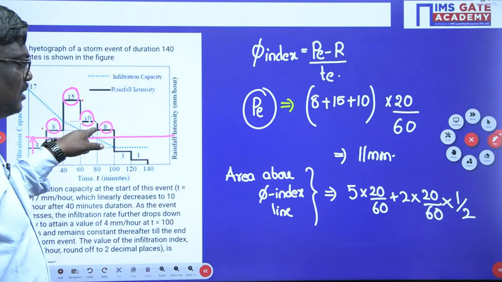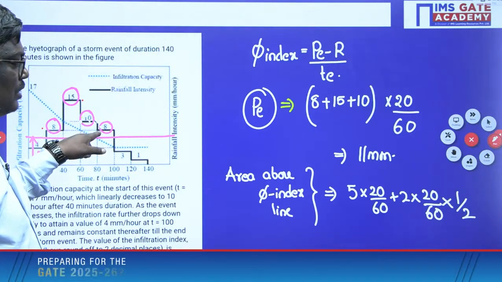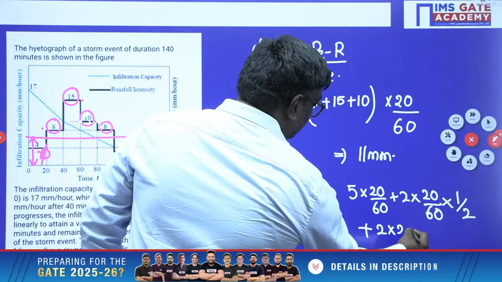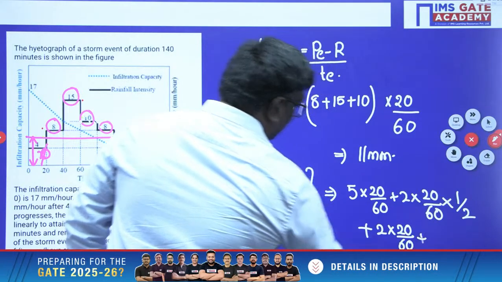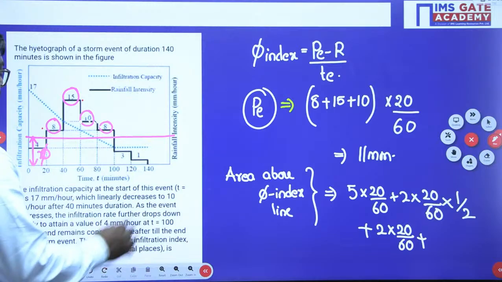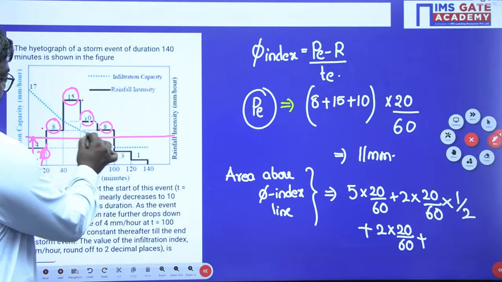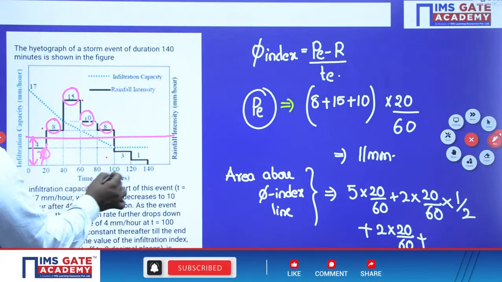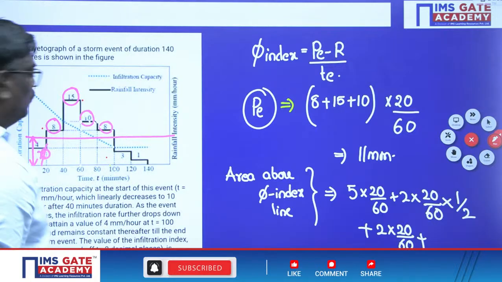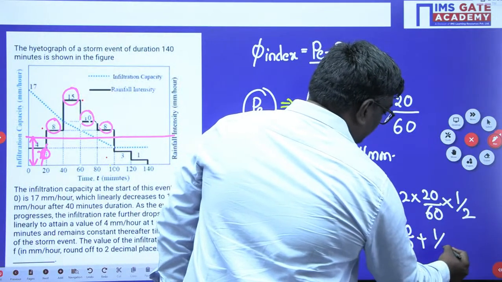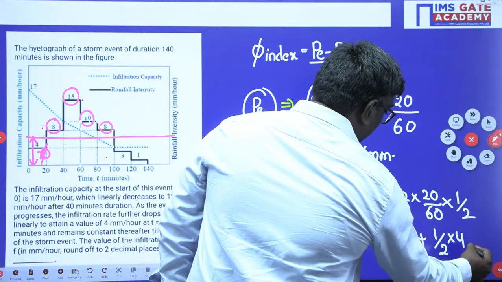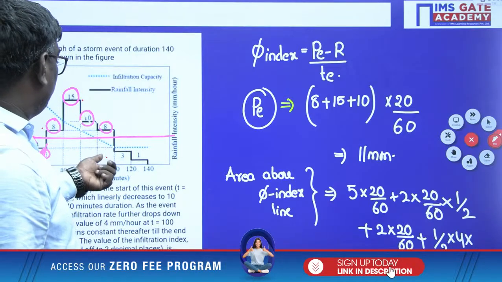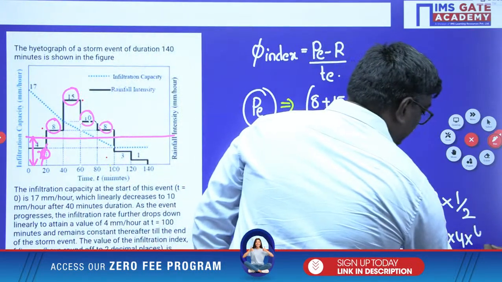Next we have a rectangle, which is 2 into 20 by 60, plus, are you following, my dear students? Plus, now this triangle, from here to here it is 40 by 60, and what is this height, sir? 8 to 4, because it is falling from 8 to 4, right? So half into 4 into 40 by 60.